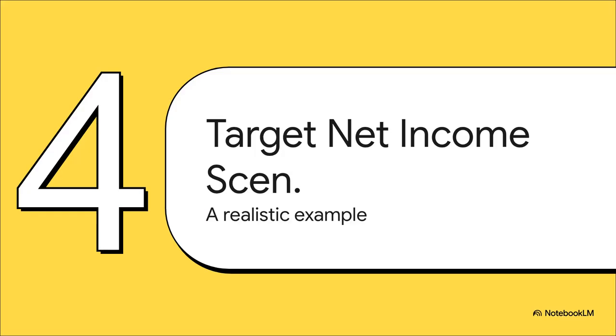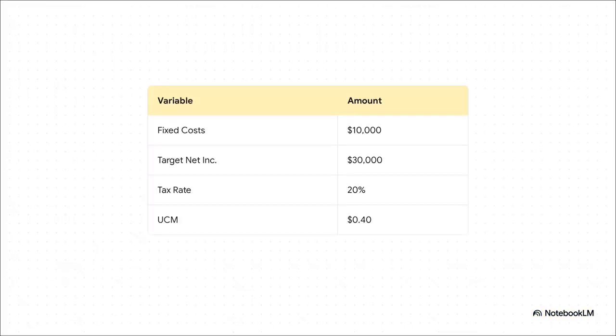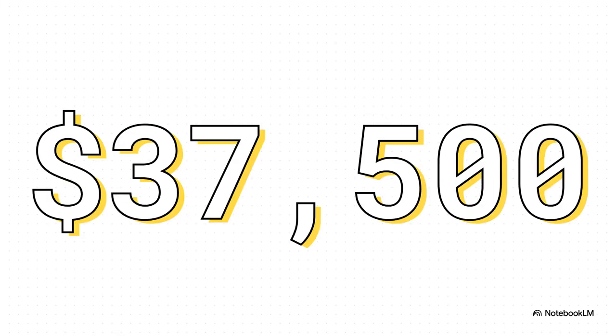Section 4. Target net income scenarios. All right, new scenario. This time our target is $30,000 in net income, and we're dealing with a 20% tax rate. Our fixed costs are still $10,000, and our unit margin is still 40 cents, just like before. Following our sequence, step 1 and 2, we convert. We take that $30,000 net income and divide it by 1 minus 0.20, which is 0.80. This reveals that we actually need $37,500 in pre-tax operating income. That is the real target we have to hit if we want to satisfy the tax man and still walk away with our 30 grand.